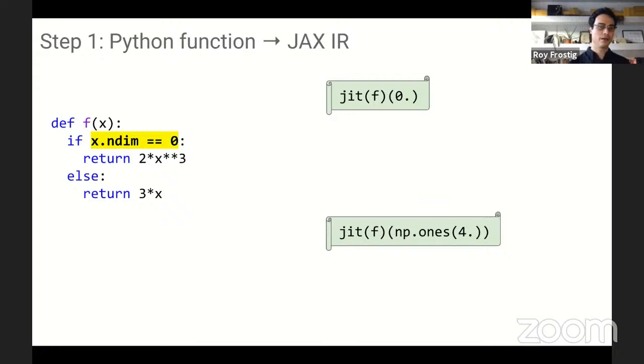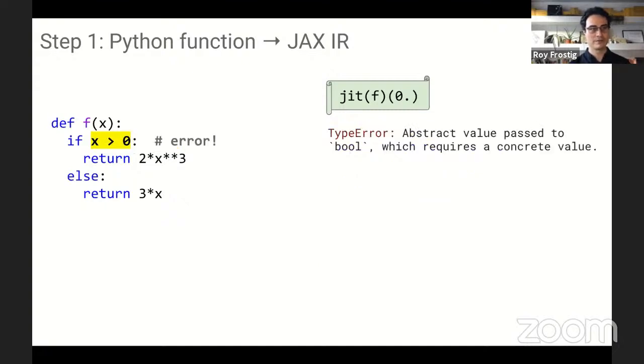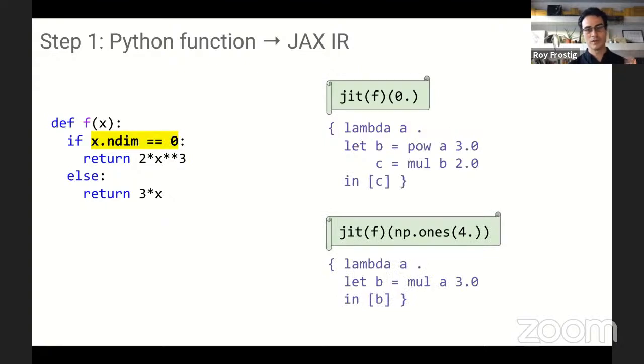Now again, when we compile with JIT, we specialize the function to the shapes of its arguments. This means that we can use Python control flow to branch on, say, the number of dimensions, because that's a known quantity of the type. It's part of the shape. In this case, when I specialize to a scalar argument, we observe and stage out one branch, the cubic branch. And if we trace for a vector argument, we observe the other branch. These two branches are specialized and staged out.